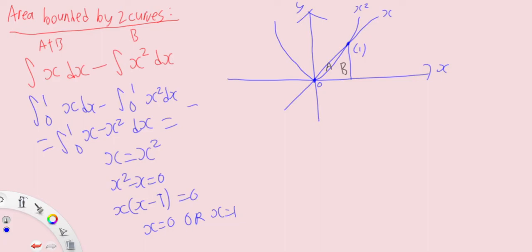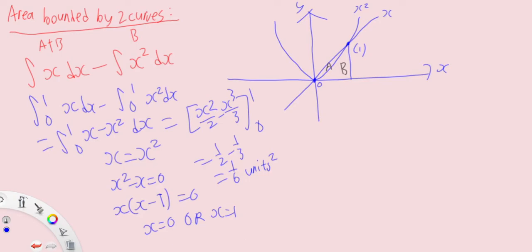Therefore, if you apply the basic integration rules, you get x squared over 2 minus x cubed over 3. Put in your limits: it is half minus 1 over 3, because if you substitute in 0, it's basically 0 throughout. You get 1 over 6 units squared. Alright, so that is the area bounded by the two different curves.